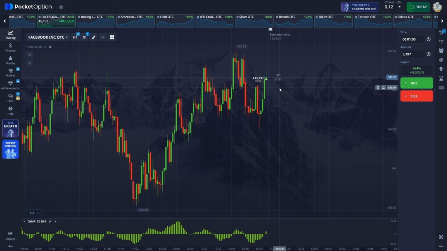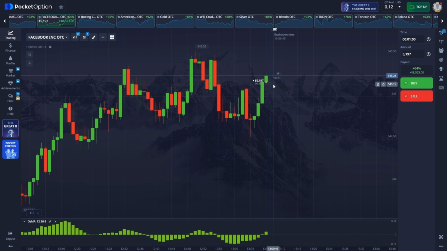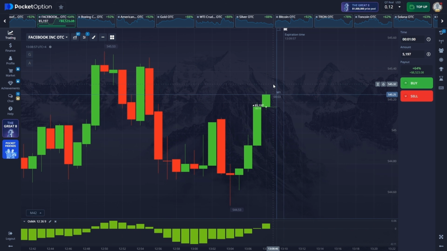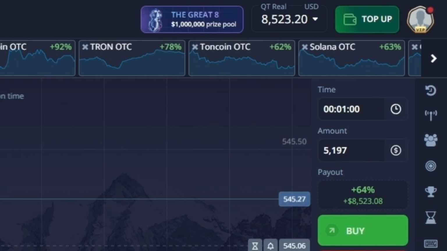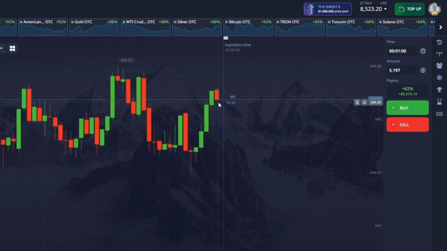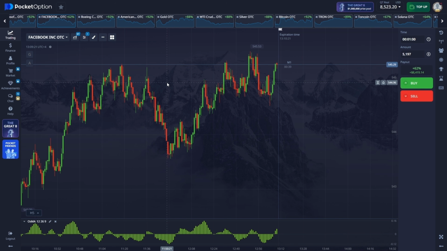The trade was going in our favor. Still, we had 35 seconds left. Only a few seconds left, and I won another trade. Now my balance has turned into $8,523. So it's a great amount that I made with the help of this new indicator, OsMA.